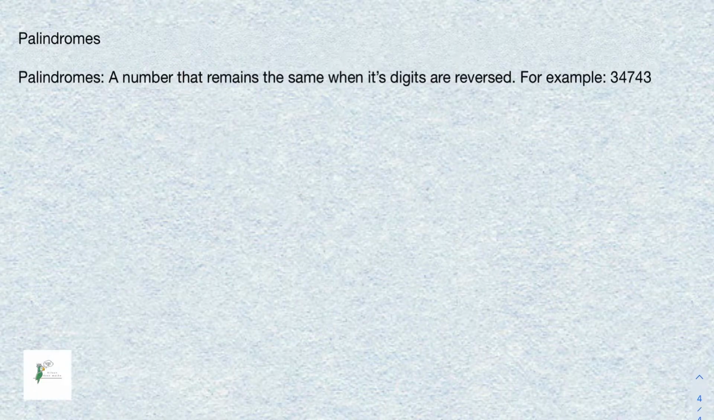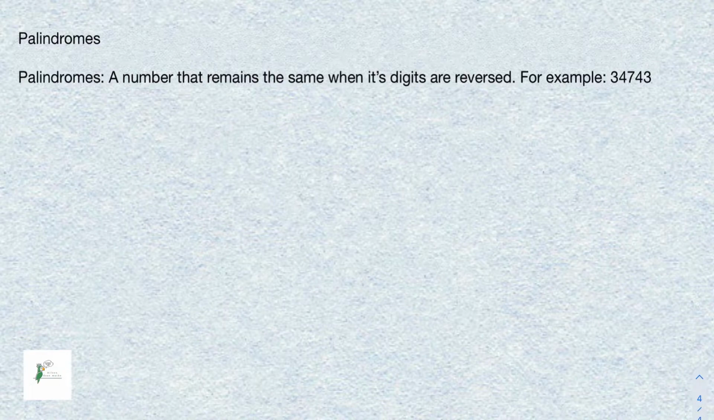Hi, this video will be about palindromes, and we'll look at what a palindrome is and also solve some questions ranging from AMC 8 to AMC 12 questions that are related to palindromes. Okay, so it's really simple. A palindrome is a number that remains the same when its digits are reversed.